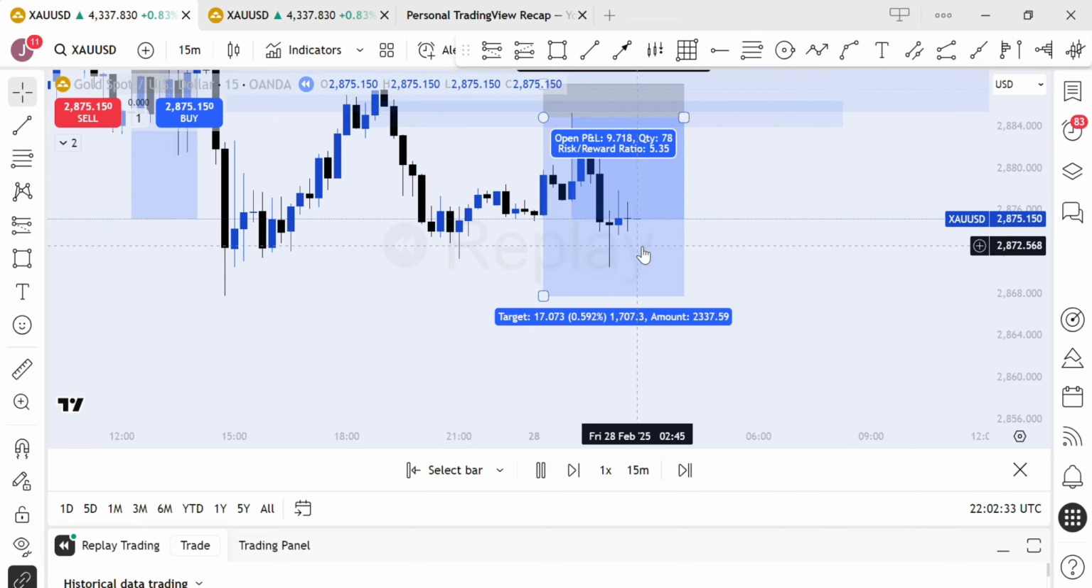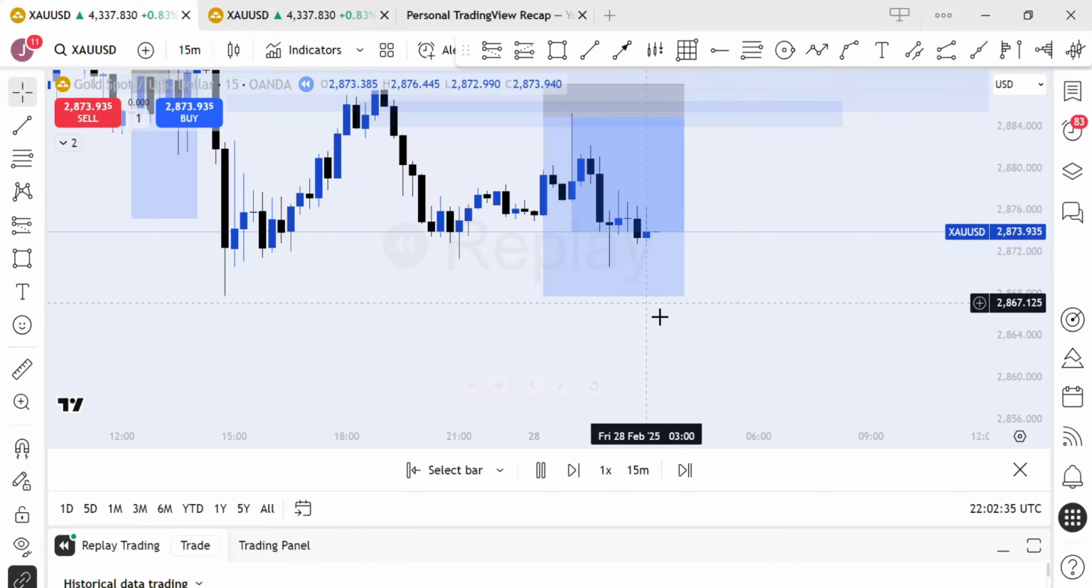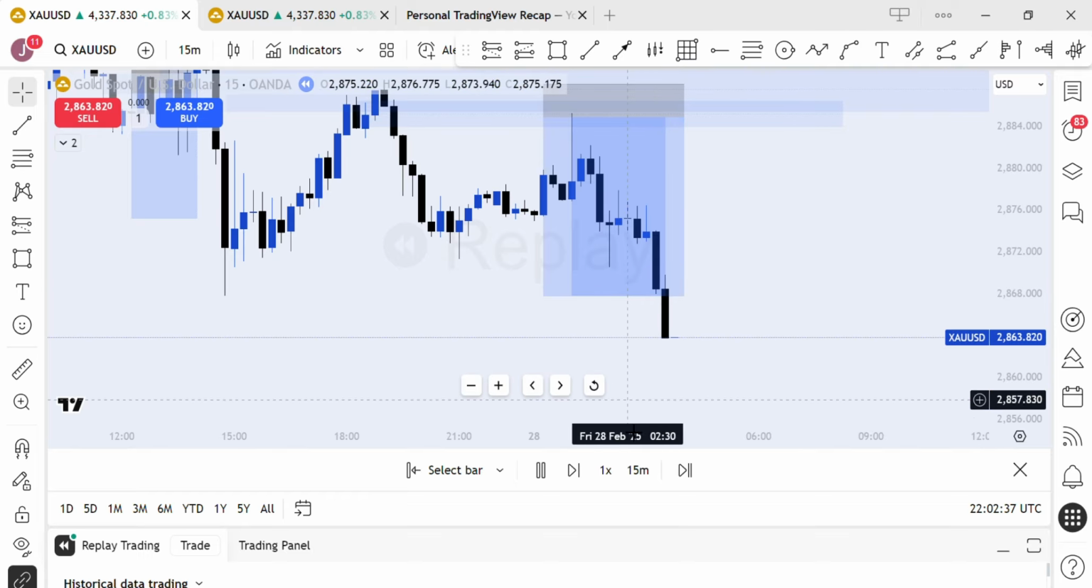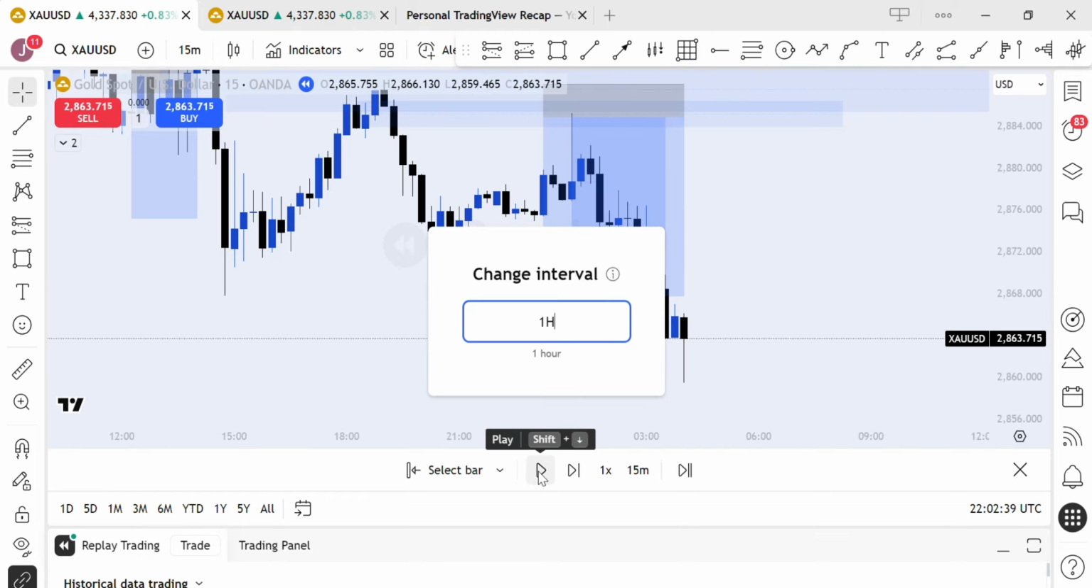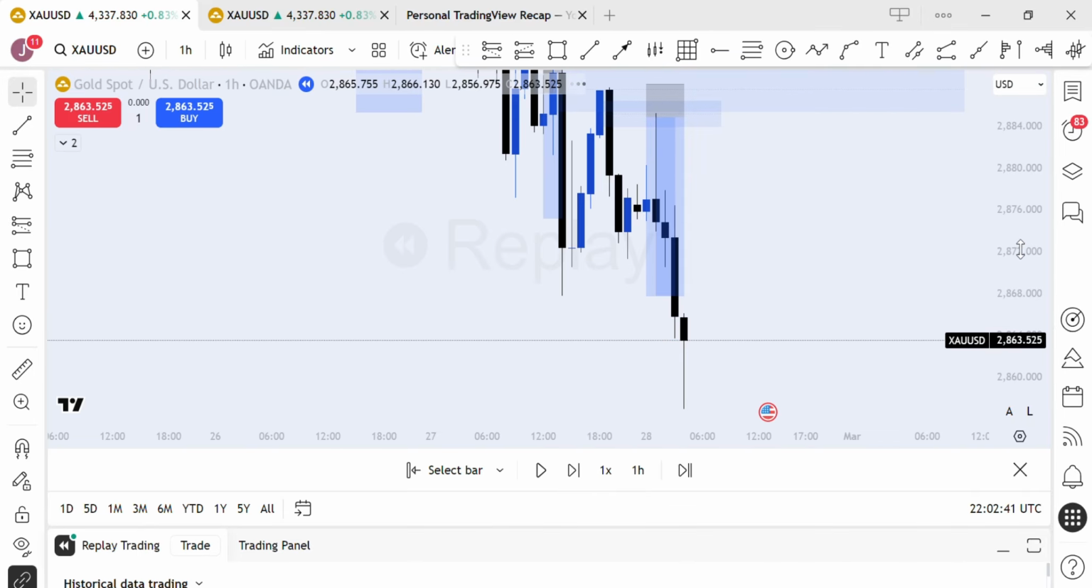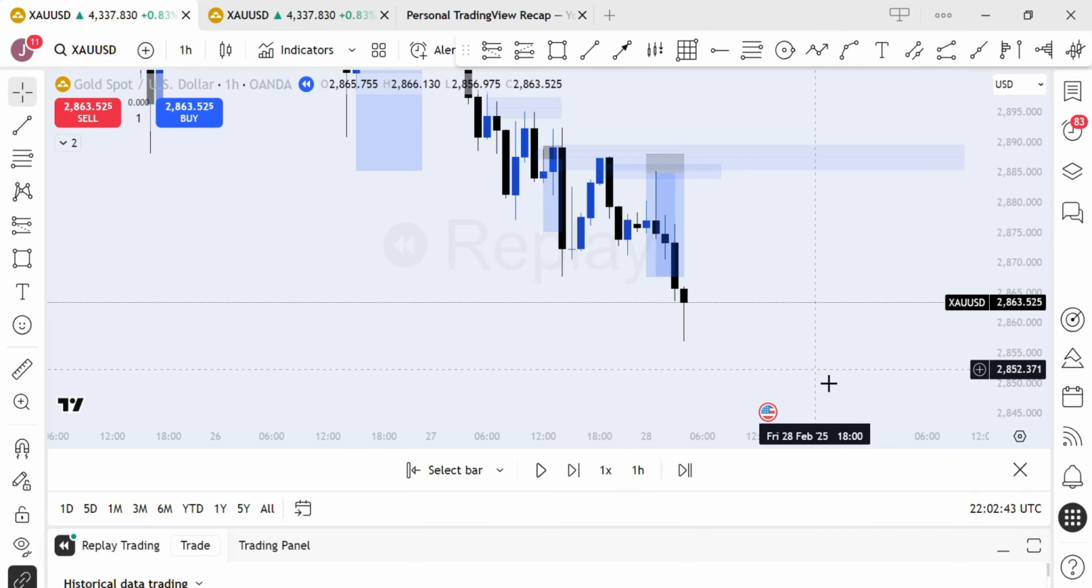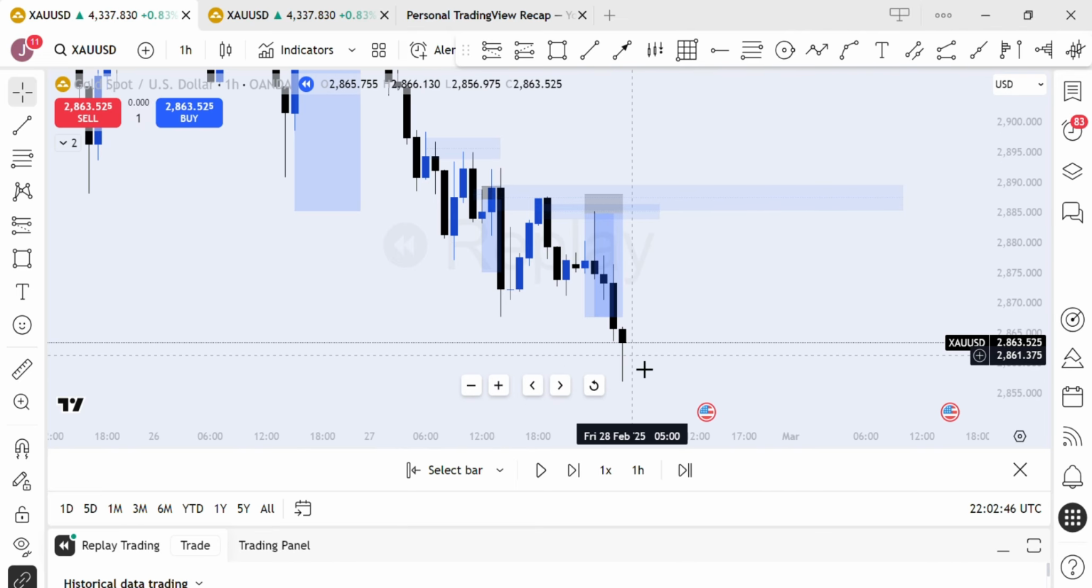Okay, so price tapped nicely. We were moving in profit. Let's see if price hits. Done. Take profit hit nicely. So this is the Friday 28th of February.